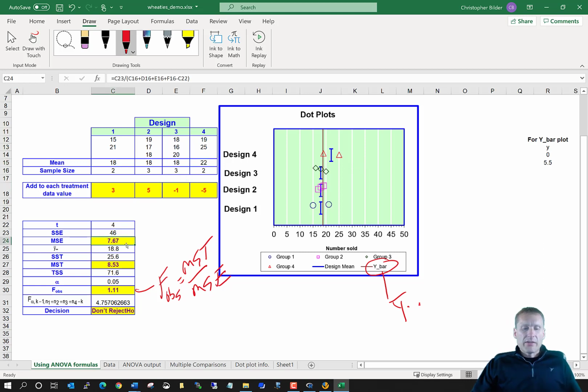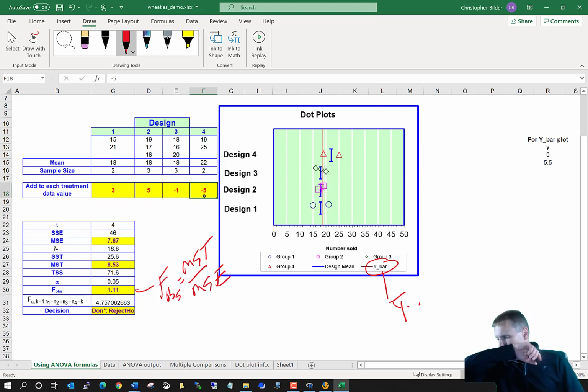Also down here, we can see MSE, we can see MST. F now has increased to now 1.11. But if we were to do the formal hypothesis test, we still would say don't reject H0. Let's move on to the next page. Let's look at page 13.